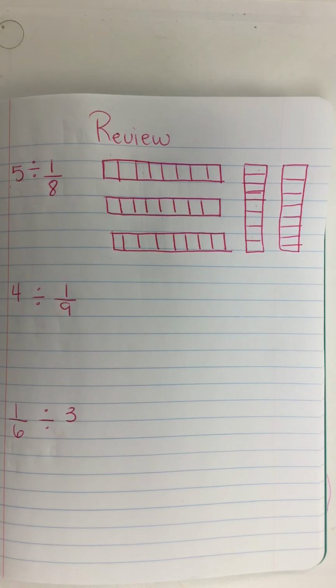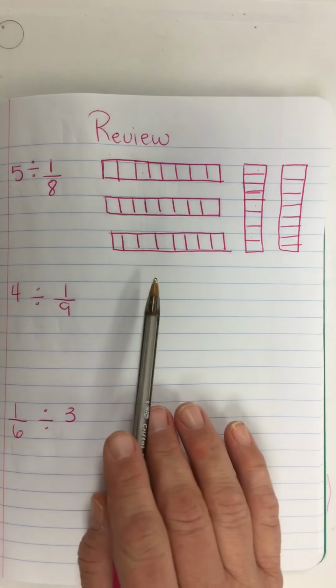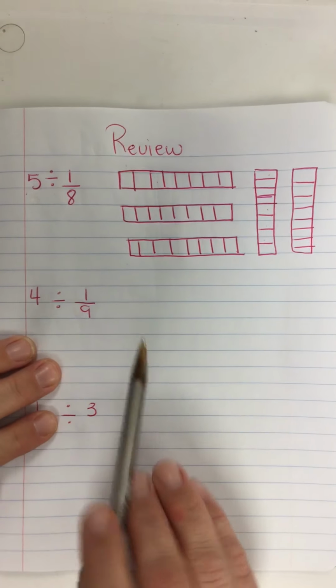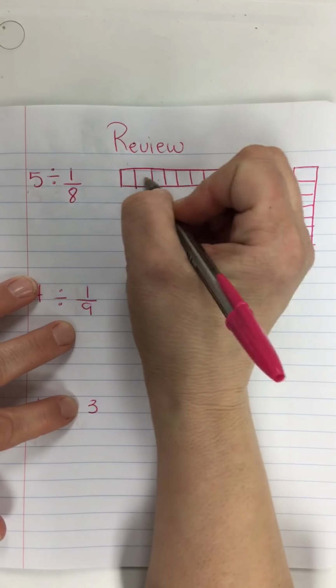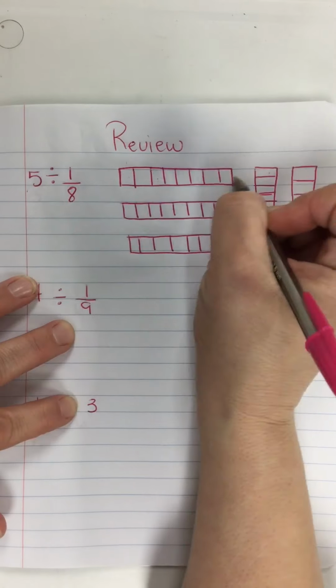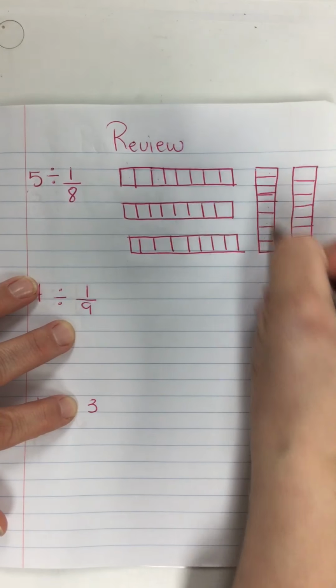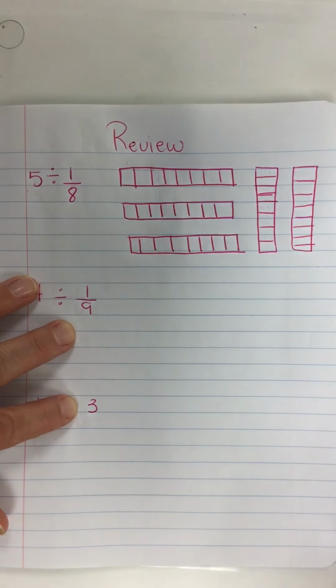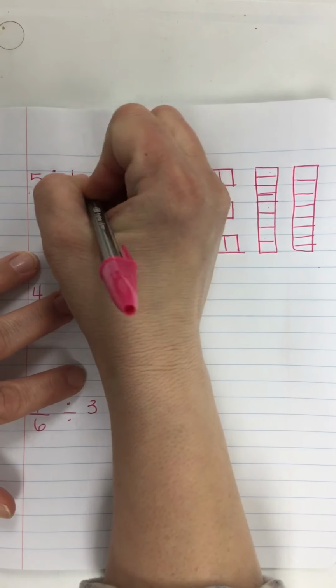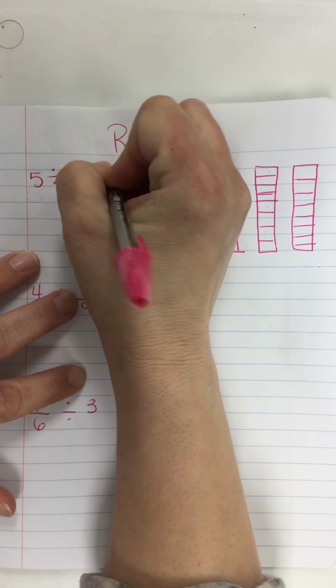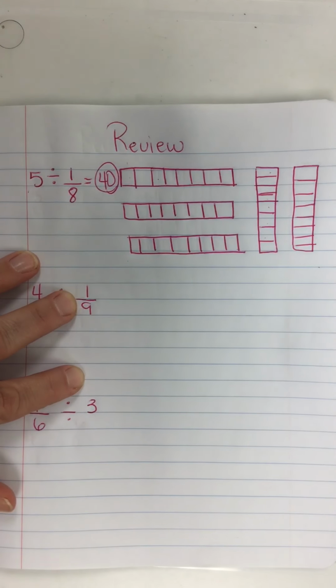Okay, so what we're looking for when we're doing it this way is the total number of pieces. So I have 5 models broken into 8s. That means I'm just going to count up all my models. 8 plus 8 plus 8 plus 8 plus 8. So in each model I have 8 pieces. 8 times 5 is 40. My answer is 40 eighths. 40 pieces is what I have.